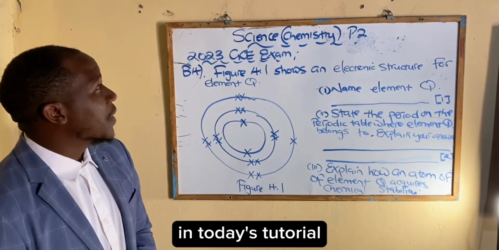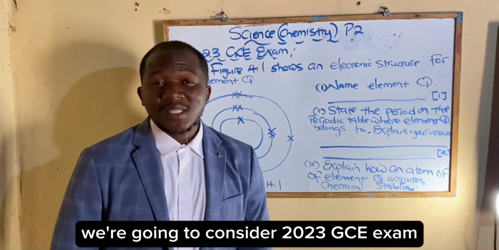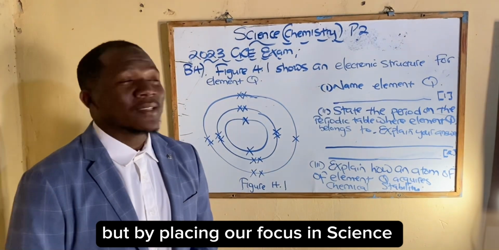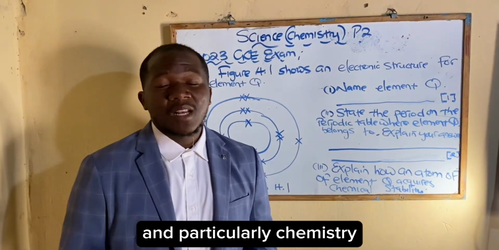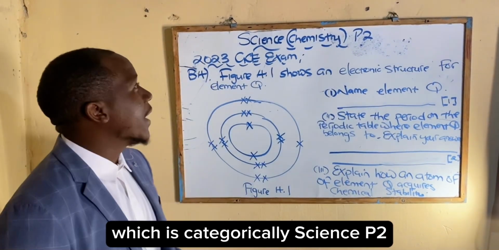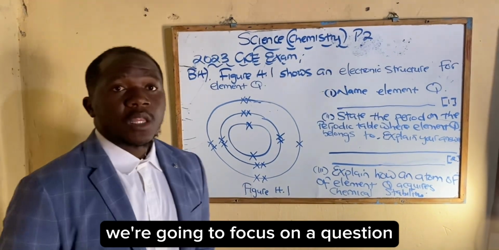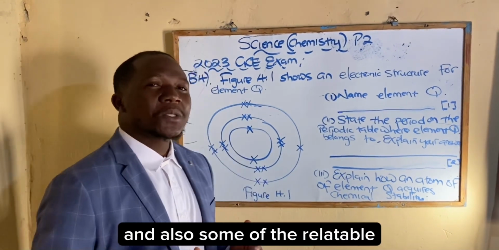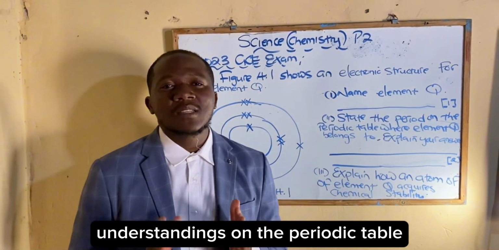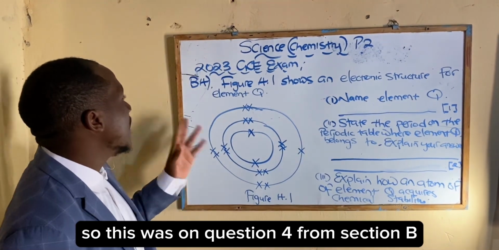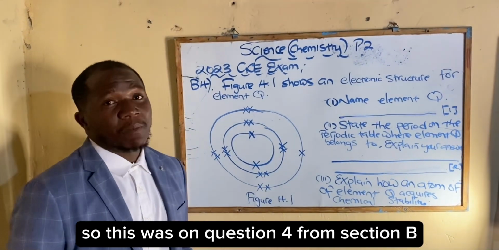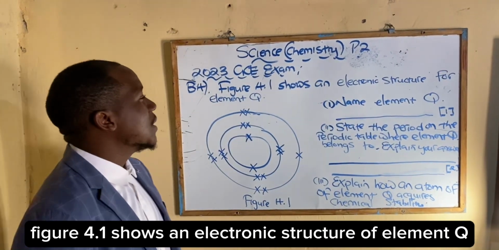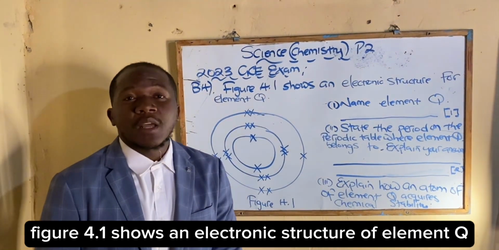In today's tutorial, we're going to consider the 2023 GCE exam, but by placing our focus on science and particularly chemistry, which is categorically science paper 2. We're going to focus on a question that comes from bonding and also some of the relatable understandings on the periodic table. So this was question 4 from section B, thereby being called B4.